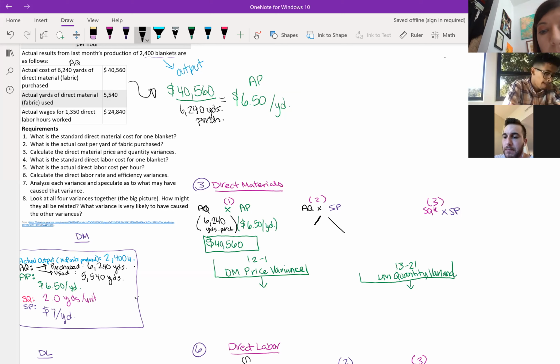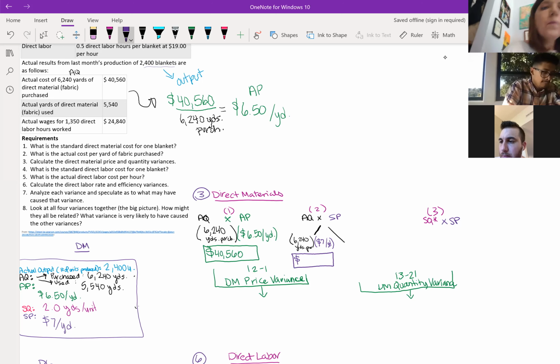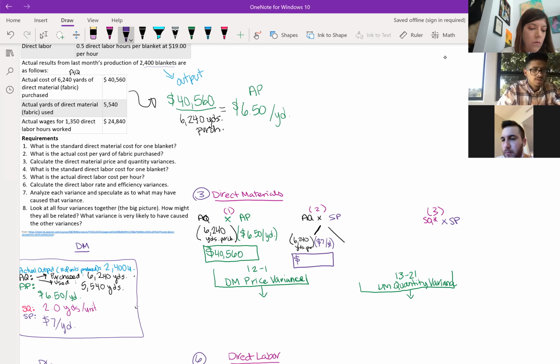For the middle part, actual quantity purchased, again, 6,240 yards purchased. And you should have paid how much per yard? The standard price of $7 per yard. So we should have paid how much for those yards that we purchased? $43,680. Correct.